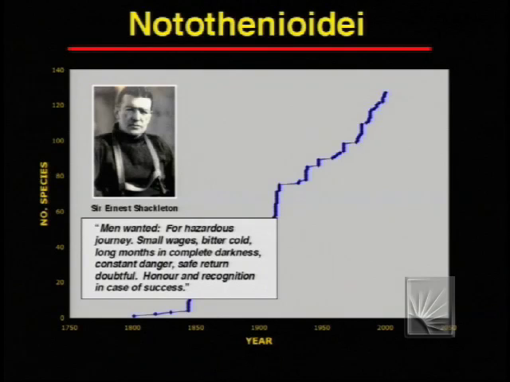And if any of you are history buffs and have studied the history of Antarctic exploration, you'll know of Sir Ernest Shackleton, who had a failed expedition where they lost their ship and were stuck on Elephant Island for years, but nobody died. And he says, of course, this would say people wanted now: "for hazardous journeys, small wages, bitter cold, long months in complete darkness, constant danger, safe return doubtful, honor and recognition in case of success." I think it sounds like an ad for graduate school.